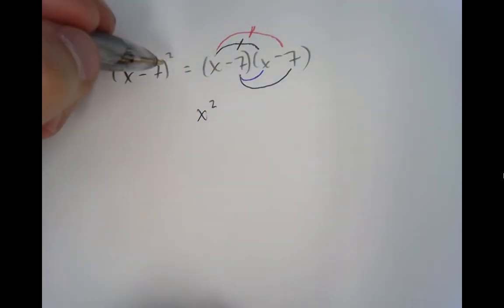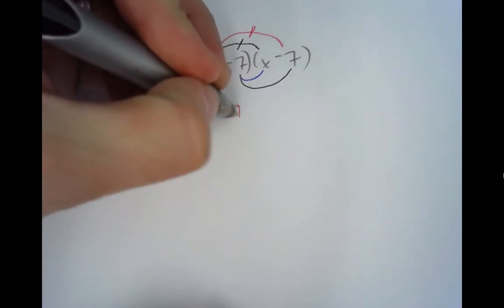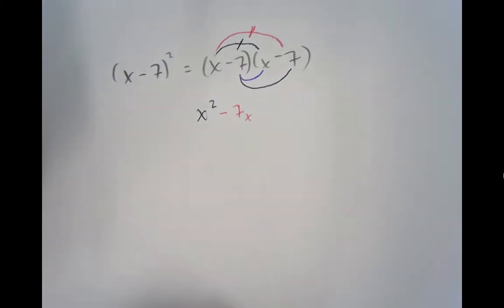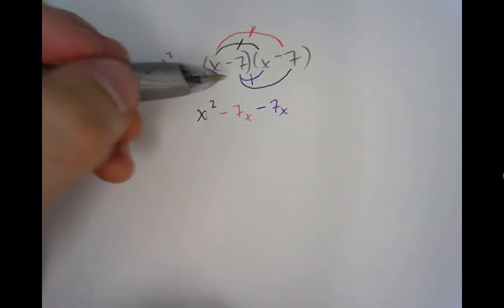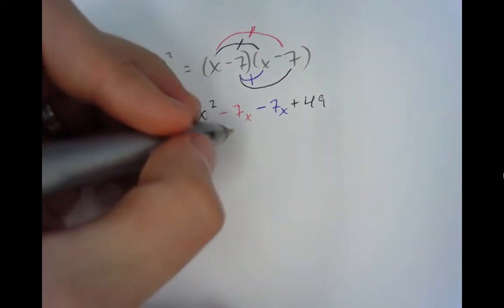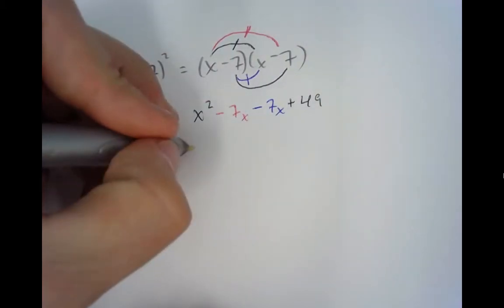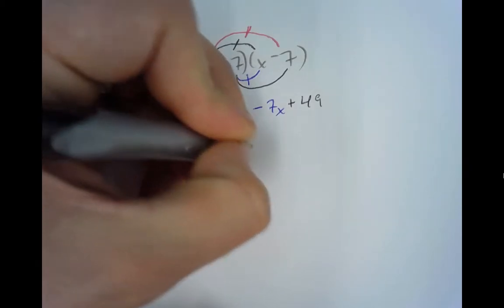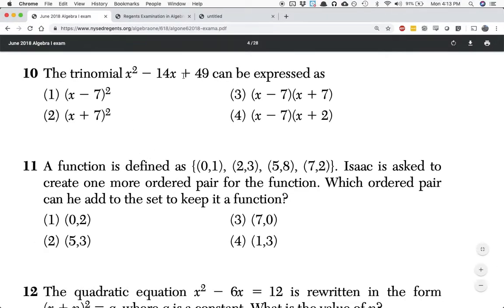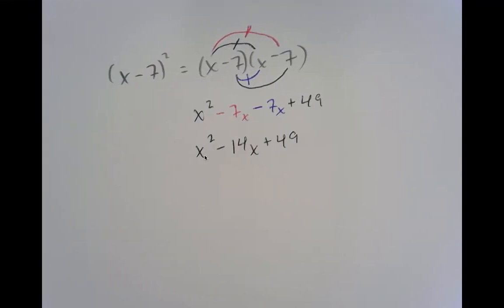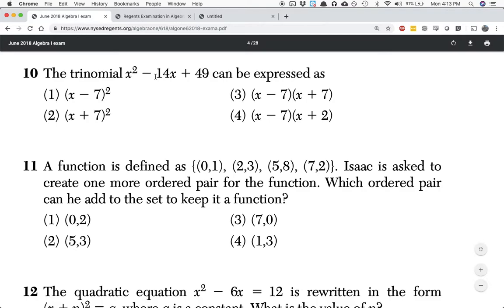Next we'll do the red one on top, which is x times negative 7. That's minus 7x. Then we'll do blue on the bottom. Negative 7 times x is another negative 7x. And then finally negative 7 times negative 7 is plus 49. I just have to combine my red and my blue. Those are like terms. I get x squared minus 14x plus 49. We lucked out. The very first answer gave us the same thing as our question. So it looks like it is answer choice 1.